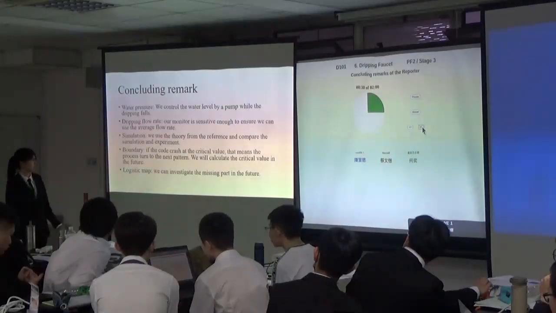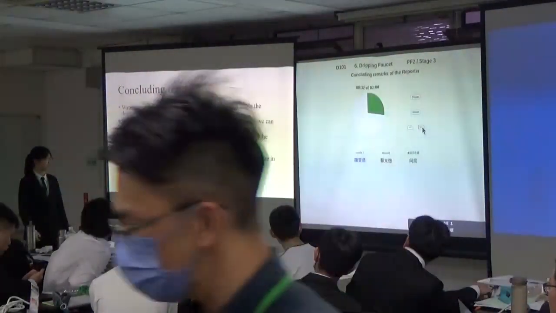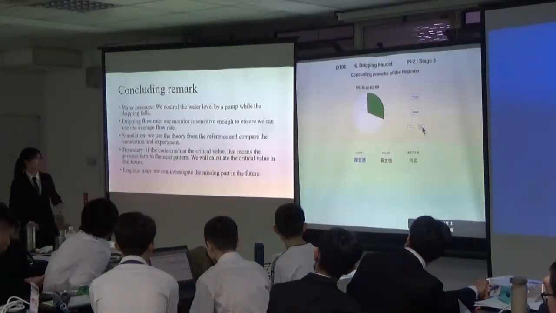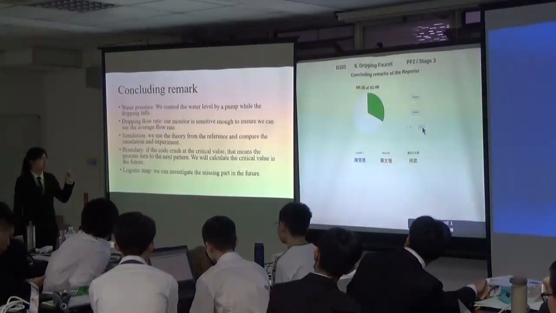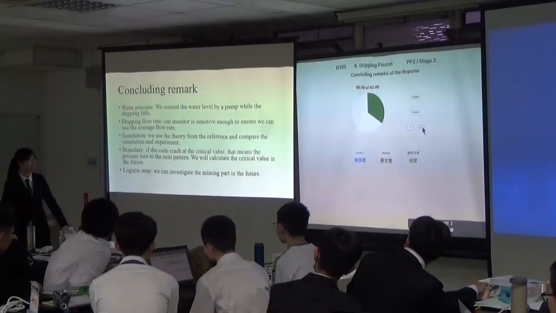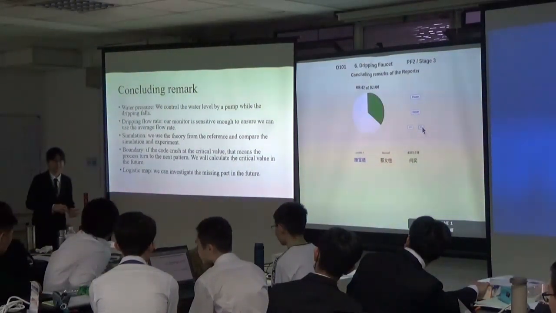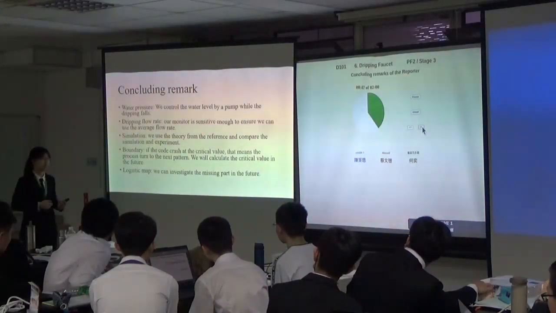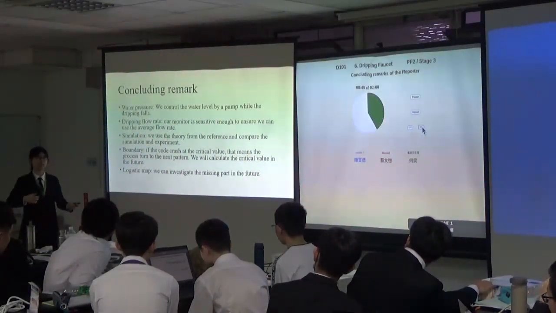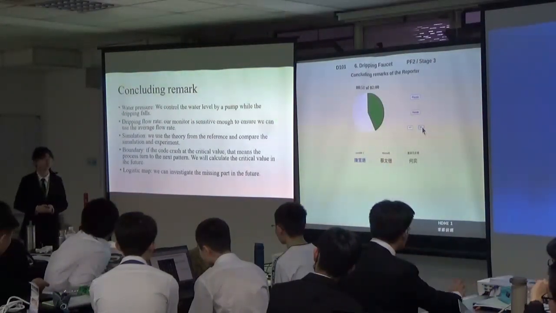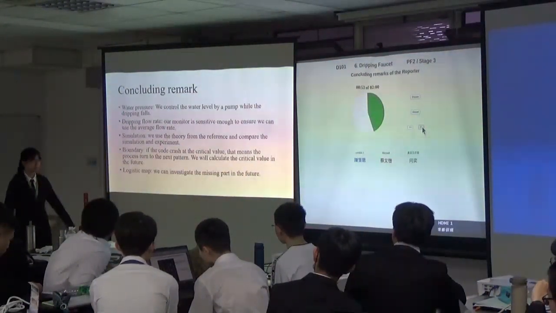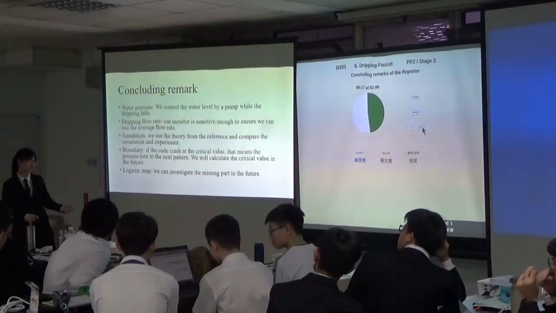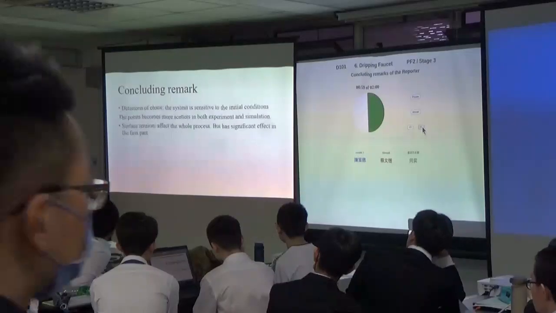And for the simulation, we use the theory from references, and we compare the simulation result and the experiment result. And for the boundary, when our code crashed at the critical value, that means the process turned into the next pattern. He suggests we give the critical value, and both reviewer and opponent suggest this, so we can do that in the future. And for the logistic mapping, we discussed on the whiteboard, so I can investigate that missing part in the future.